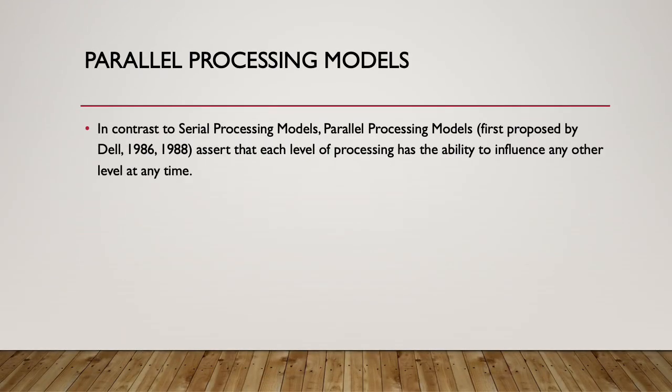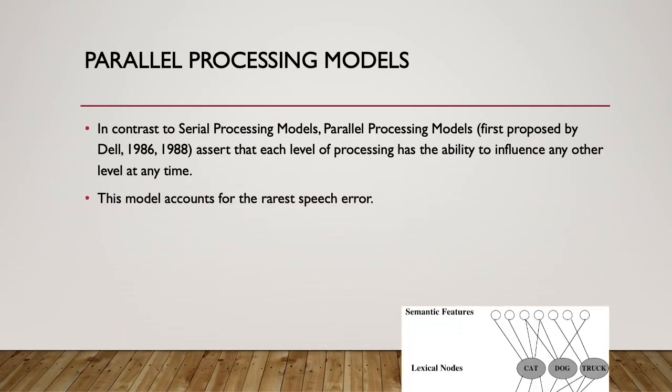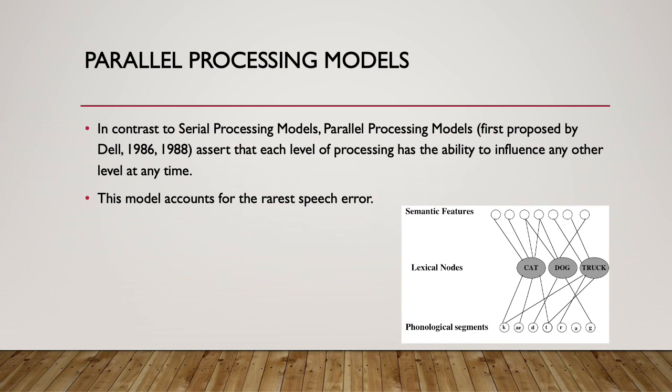Moving on to parallel processing models. In contrast to serial processing models, parallel processing models, first proposed by Dell in 1986, assert that each level of processing has the ability to influence any other level at any time. Opposite the serial processing models, parallel processing models utilize bidirectional processing, wherein there are no set stages of order. The connections go from one to the other in any order.